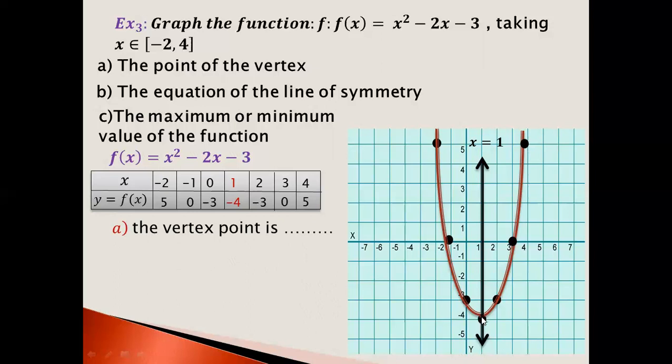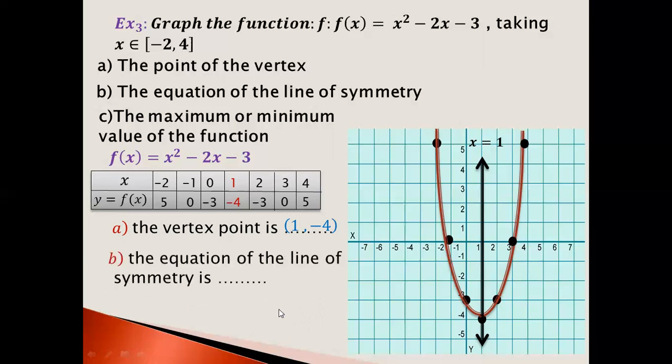This point represents the vertex of the curve, and its coordinates are 1 in the first projection and -4 in the second projection. So the coordinates of the vertex point of the curve are 1 and -4, because the first projection is 1 and the second projection is -4 on the y-axis.